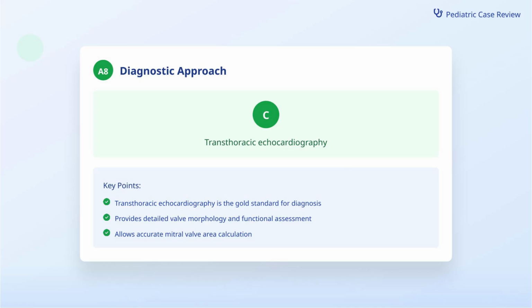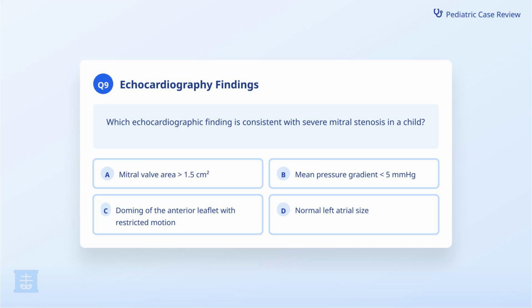Cardiac MRI, while providing excellent anatomical detail, is more expensive, less readily available, and typically reserved for cases where echocardiography is inconclusive or when additional information is needed. Which echocardiographic finding is consistent with severe mitral stenosis in a child?